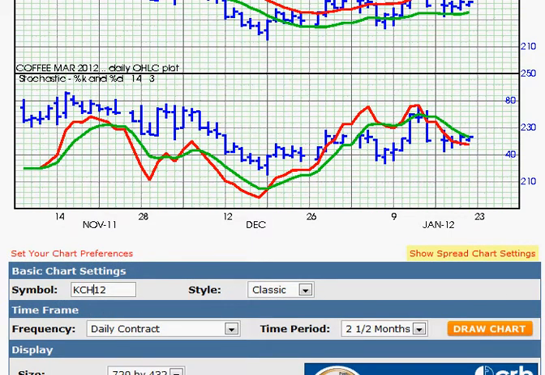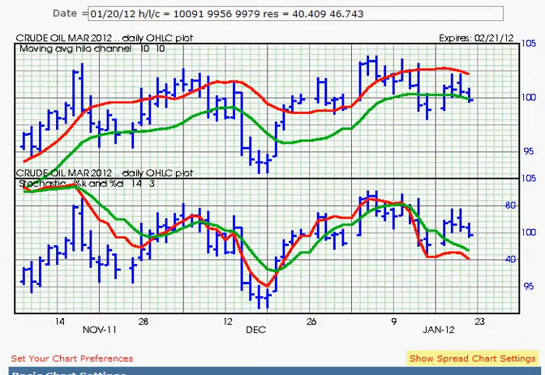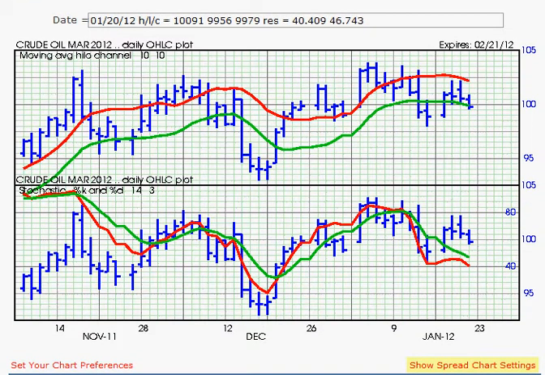Okay, we'll look at crude oil real quick, and then maybe we'll wrap this one up. Now crude kind of looks like it might be making a double top here, which it could be, and has moved below the bands. So this is actually looking more like a sell signal right now.